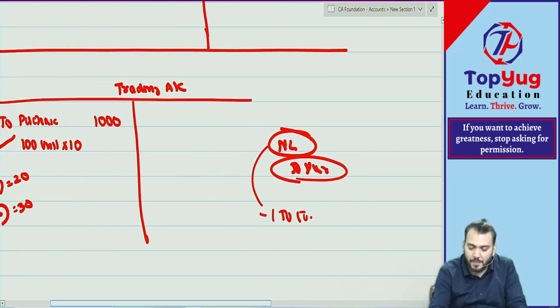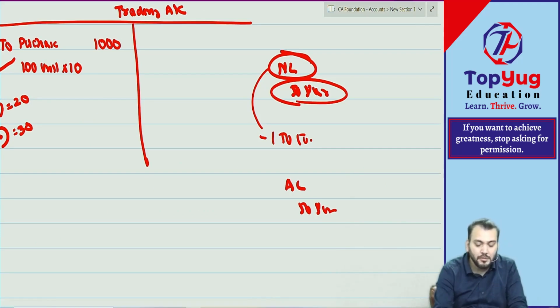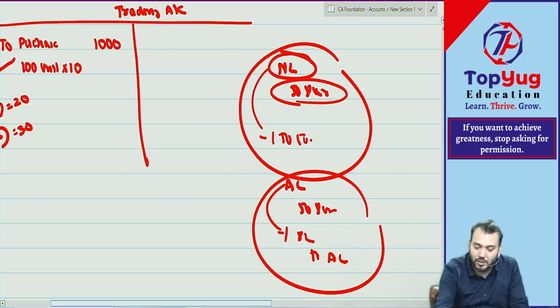Abnormal loss to purchase, and then abnormal loss will be transferred to P&L account. P&L account debit to abnormal loss. Correct? 100% correct.